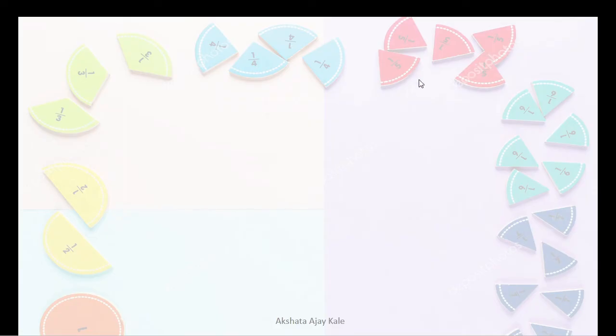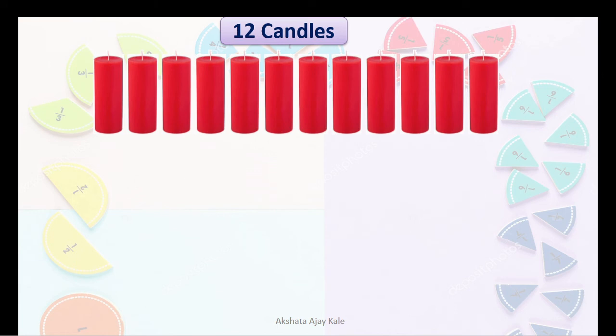Yes, here we can see 12 candles. How many candles? 12. You can see here 12 candles, right? Okay, now here we have to make sets of 2 candles out of these 12 candles. You know how to make? Means we have to take 2 candles together.